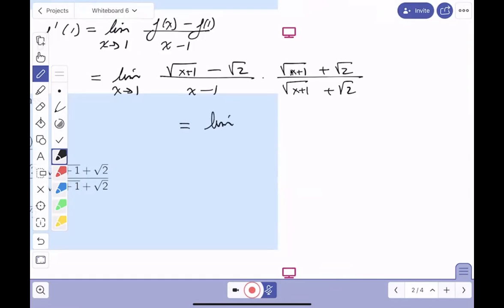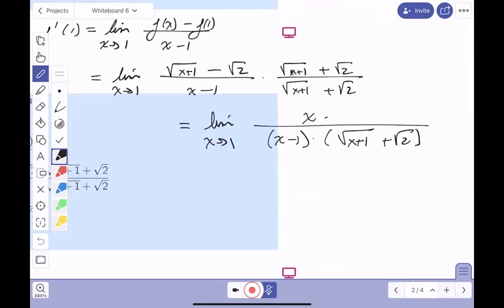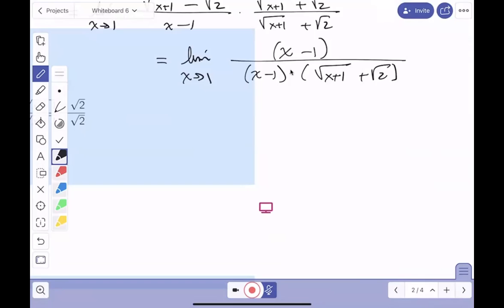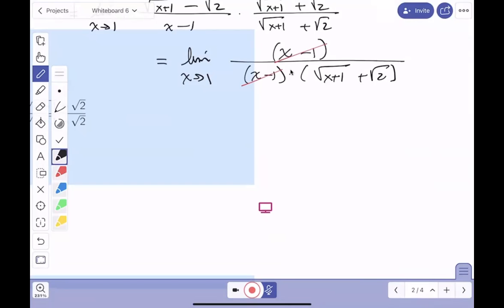Limit x goes to 1, x minus 1 times the root of x plus 1 plus the root of 2. What do you get on top? Well, the top looks pretty easy. It's really just x plus 1 minus 2, which is x minus 1. Now, what do I know about this? I know I'm approaching 1, but I'm never going to touch it. So these things are non-zero. I know that much. What do you get over here?